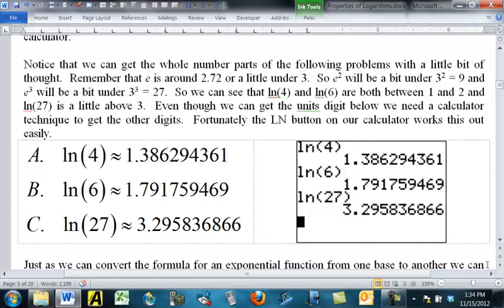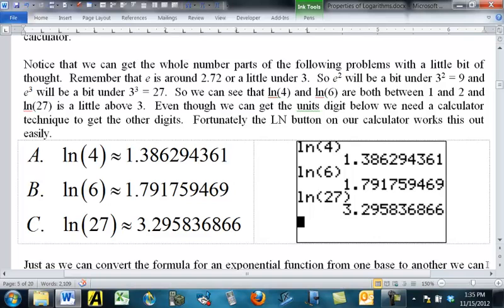Notice e cubed, since e is a little bit less than 3, will be a little bit under 3 cubed, which is 27. So it will take a little bit bigger power than 3 to get e to that power up to 27. So the power is going to be a little bit above 3 when you do ln of 27. So e to the 3 point something should be 27, and we can see here it's about 3.2958, etc.